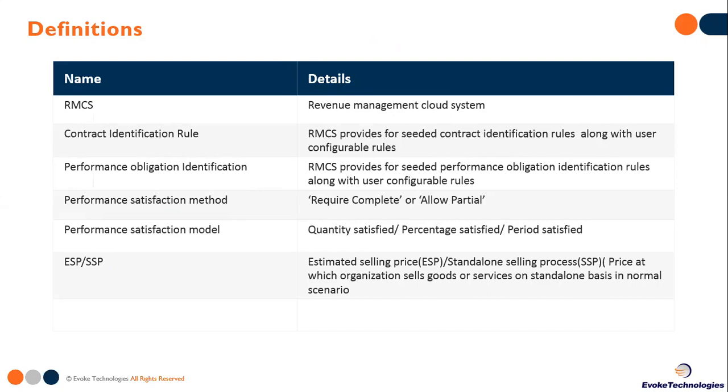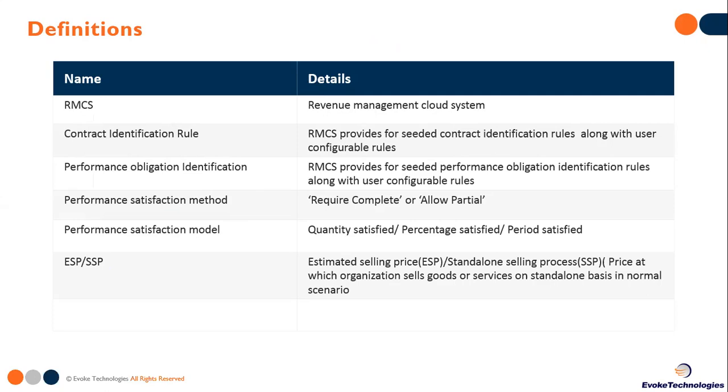The next is performance satisfaction method. There are two methods. One is require complete, another one is allow partial. When we say require complete, the performance obligation needs to be completely satisfied. In case of allow partial, the performance obligation can be satisfied partially and revenue will be recognized to the extent the performance obligation has been satisfied.